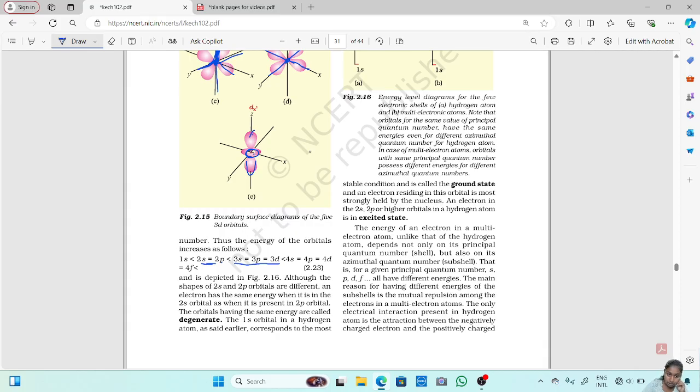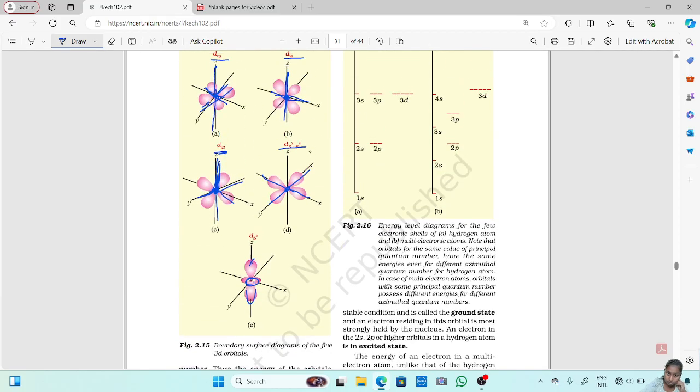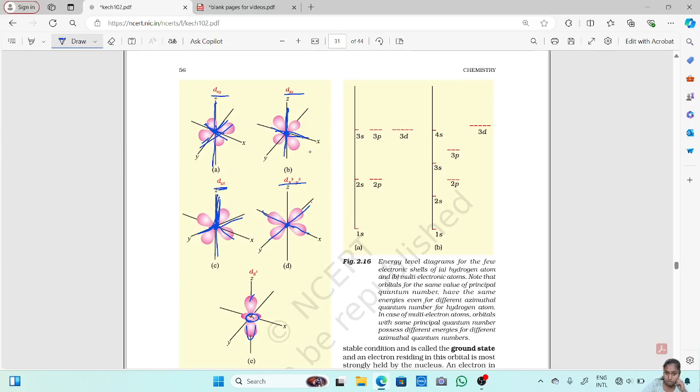This is depicted in this diagram. You can see the energy levels. This is for 1s. Then you have 2s, 2p, which are on the same energy level. Then you have 3s, 3p, 3d, which are again on the same energy level.